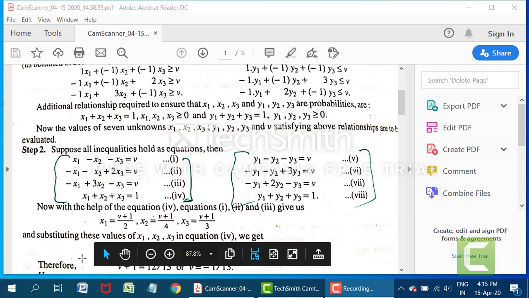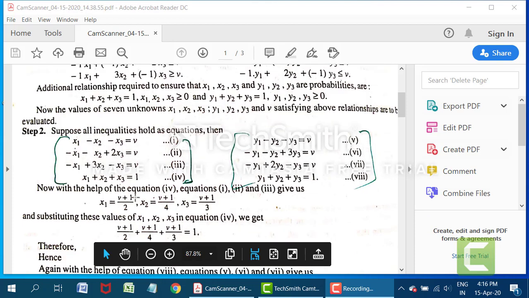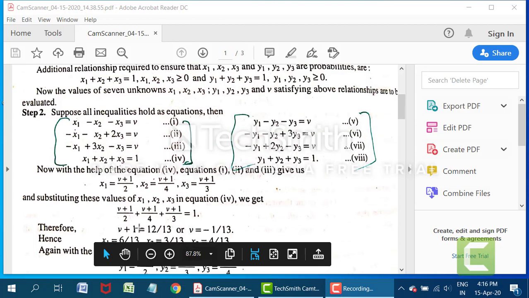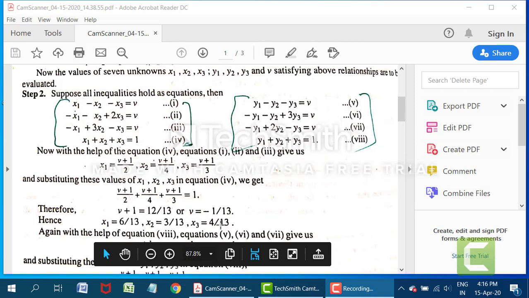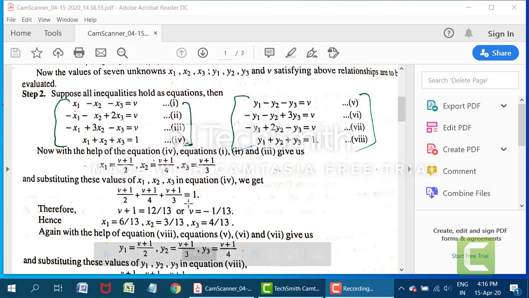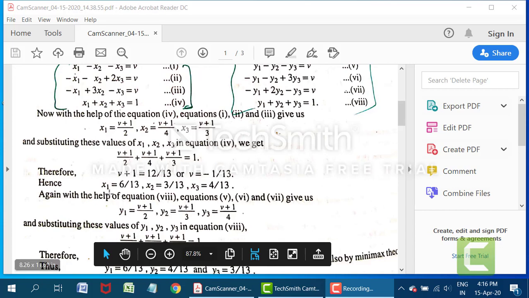Eliminate the possible variables. By using this last equation, we get the values of x1, x2, x3 in terms of nu. We know the relation between x1, x2, x3: x1 plus x2 plus x3 equal to 1. Once again, substitute these expressions in x1 plus x2 plus x3 equal to 1. Now everything is in terms of nu, so nu can be computed: nu equal to minus 1 by 2. When you substitute the value of nu in these expressions, you get the values of x1, x2, x3, which are nothing but the probabilities: 6 by 30, 3 by 30, 4 by 30.